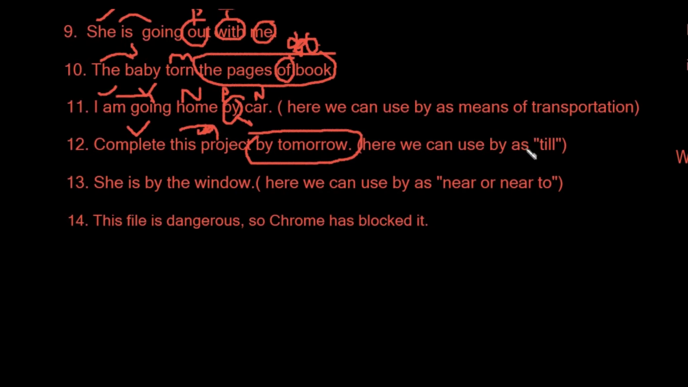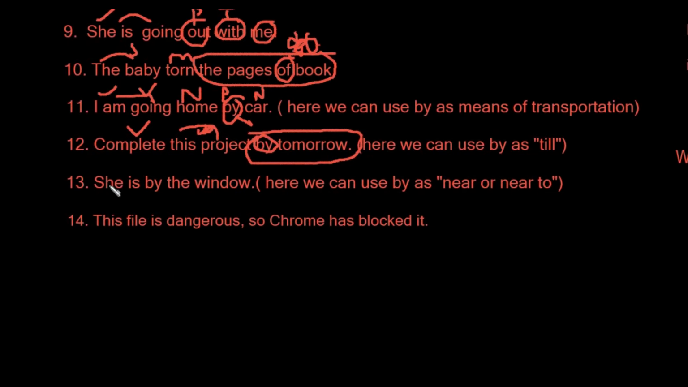Here we can use by as till. So sometimes we can use by as till: complete this project till tomorrow. It means you will have to do this within a given time, so we use by. Here we used by for transportation, and here we used it for a specific time, like a deadline. You will have to complete this in a specific time, which is tomorrow, so we use by.